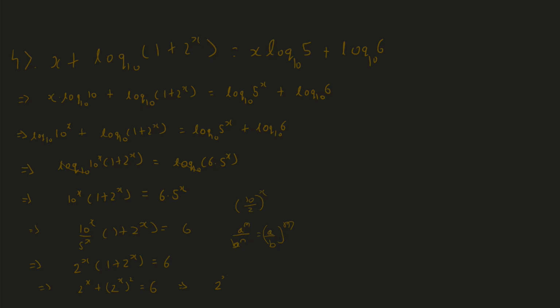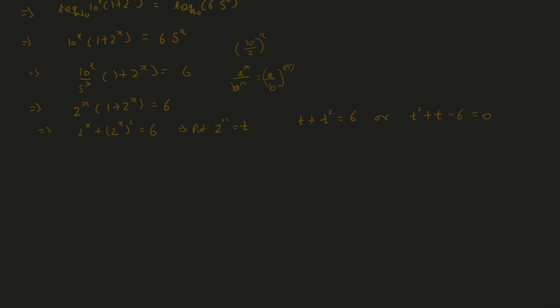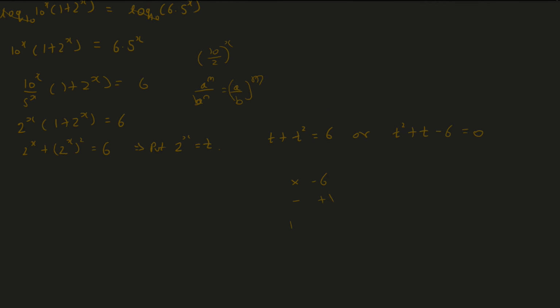Now 2 raised to x we will put as another variable, let's say t, to simplify this. So this becomes t plus t squared is equal to 6, or t squared plus t minus 6 is equal to 0. We get another quadratic equation here, whose solution we find by finding two numbers whose multiplication is minus 6 and whose sum is plus 1. Which are those numbers? Plus 3 and minus 2. If we multiply them, we get minus 6, and if we add them, we get plus 1.